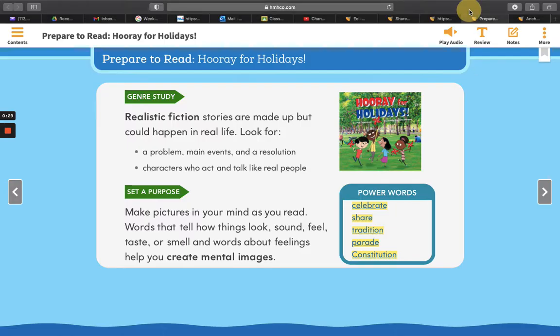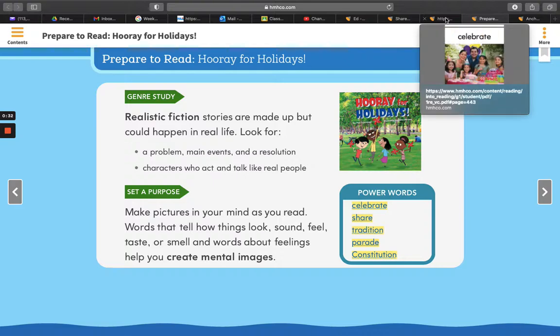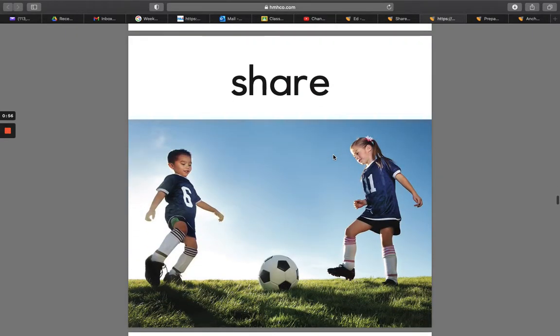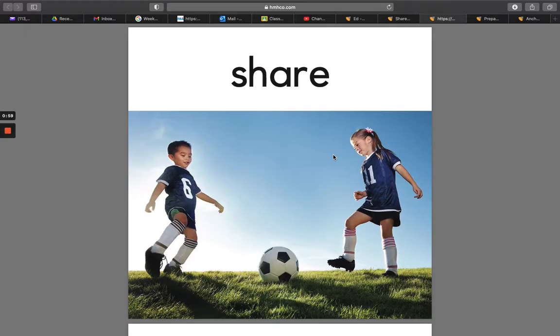Before we read our story, I want to talk about some words that we're going to see. Celebrate. Say celebrate. When you celebrate, you do something fun to remember a special event. So in our picture, it looks like this family is celebrating probably a birthday, a special event in their life. They're celebrating it. Our next word is share. Say share. When two people share something, they both have it or use it. In our picture, our two children are sharing a soccer ball. They're both using it.